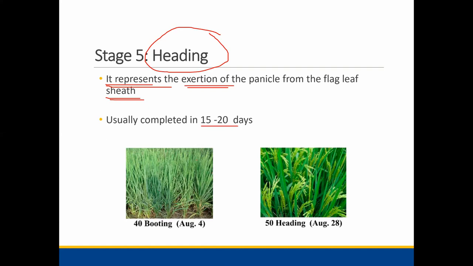So in this picture on this slide, you can see, maybe this booting picture is not that clear.